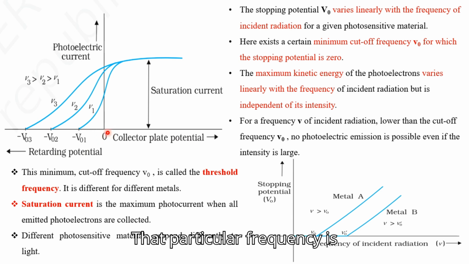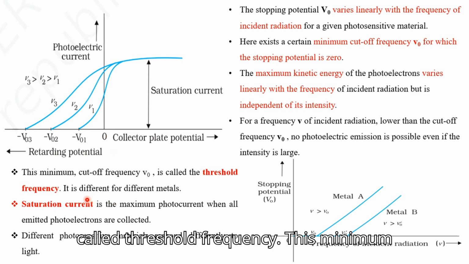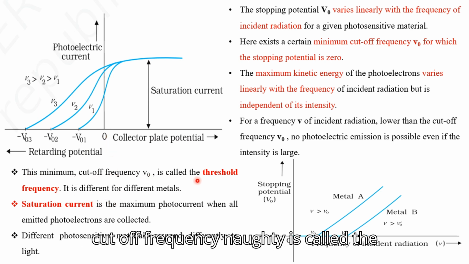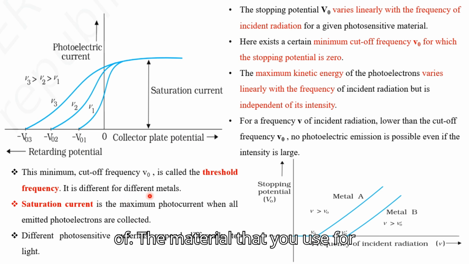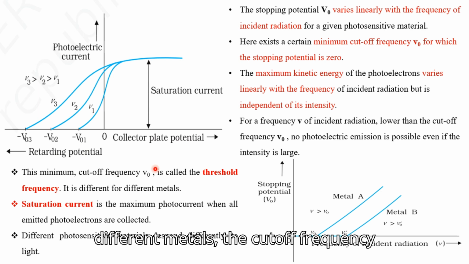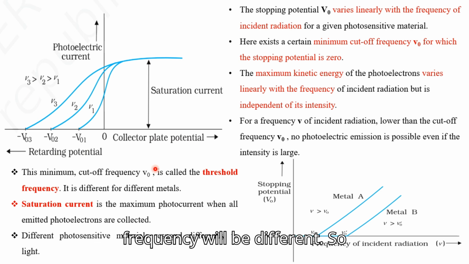Okay, that particular frequency is called the threshold frequency. This minimum cutoff frequency nu naught is called the threshold frequency, and it's a function of the material that you use. For different metals, the cutoff frequency will be different, or the threshold frequency will be different.